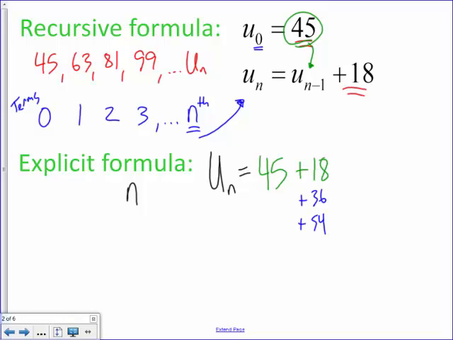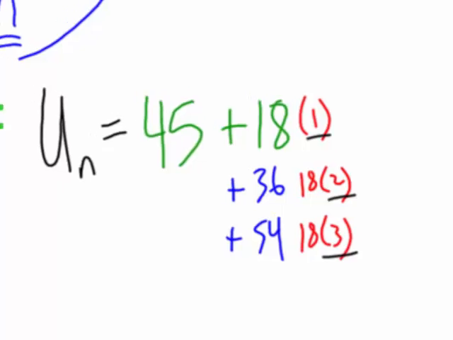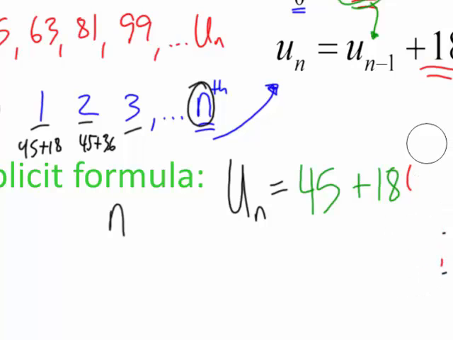So what's really happening each time? This first one was 18 times 1, this next one was 18 times 2, this next one was 18 times 3. And if you notice, these match up with the spots right here. So the first term is really 45 plus 18, and the second is really 45 plus 36, and so on and so forth. So instead of writing 1, 2, and 3, we're going to write n there. So 18 times n.